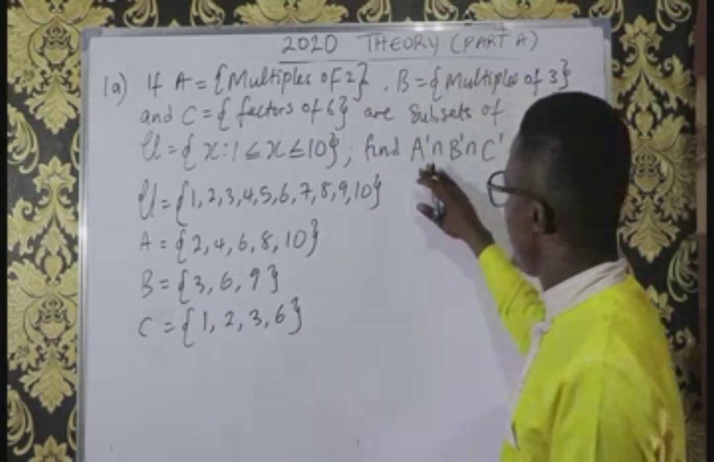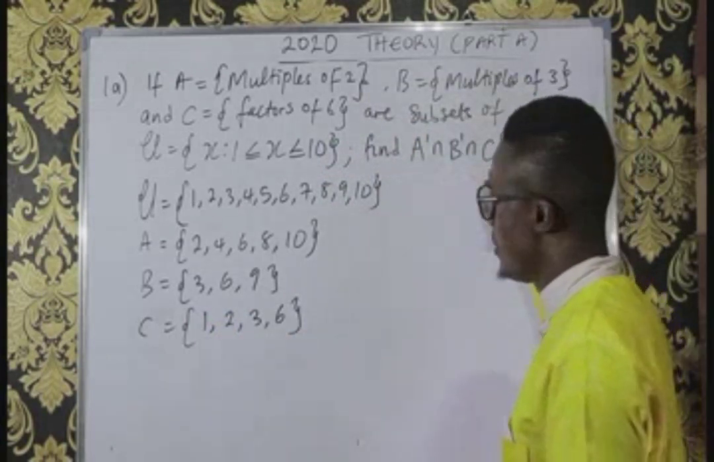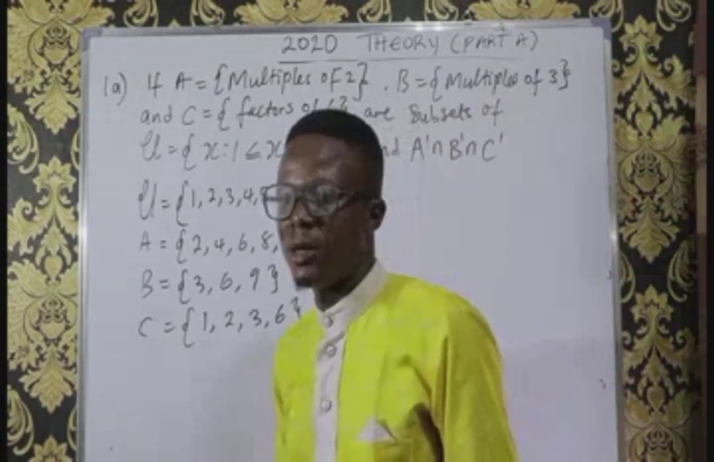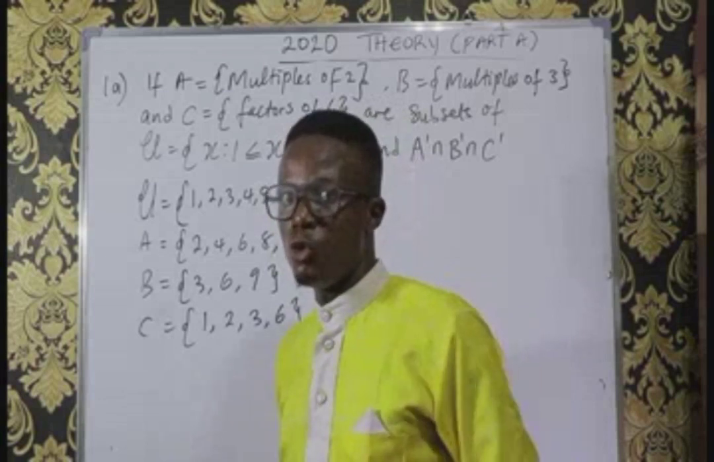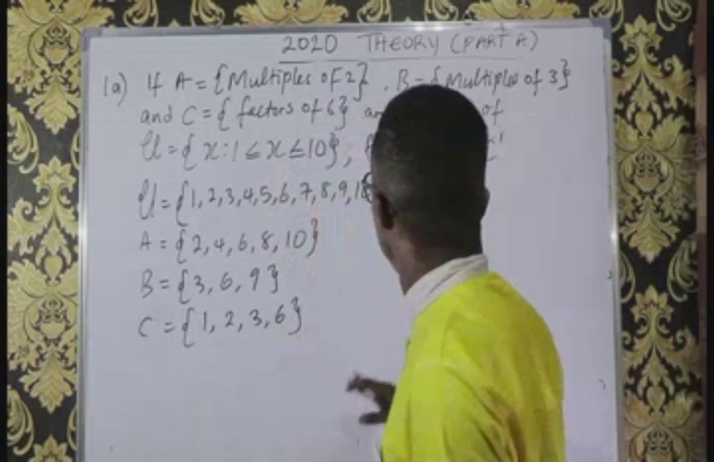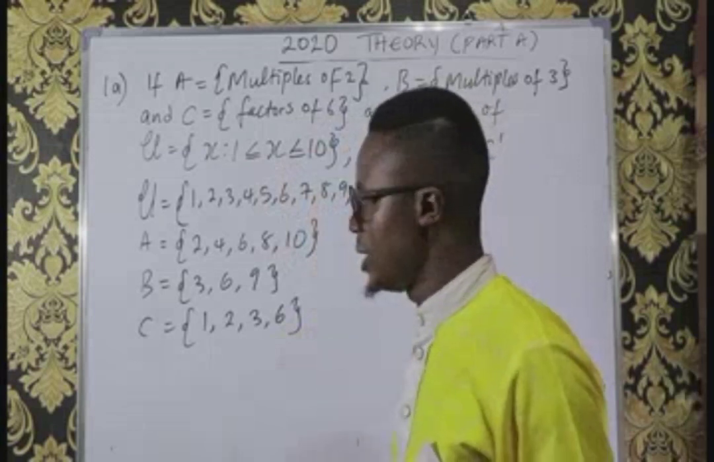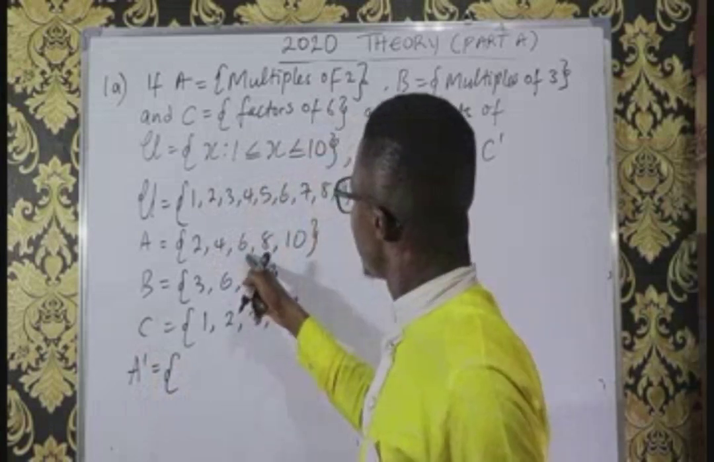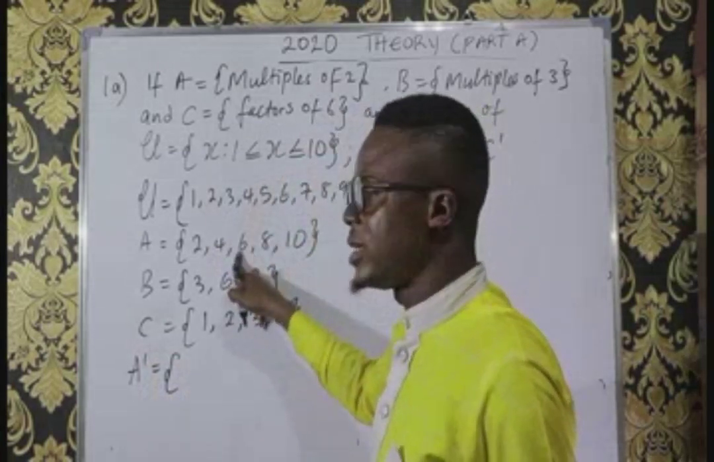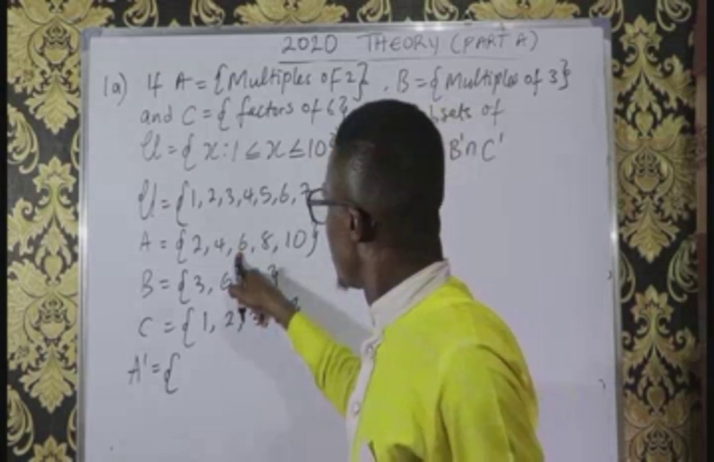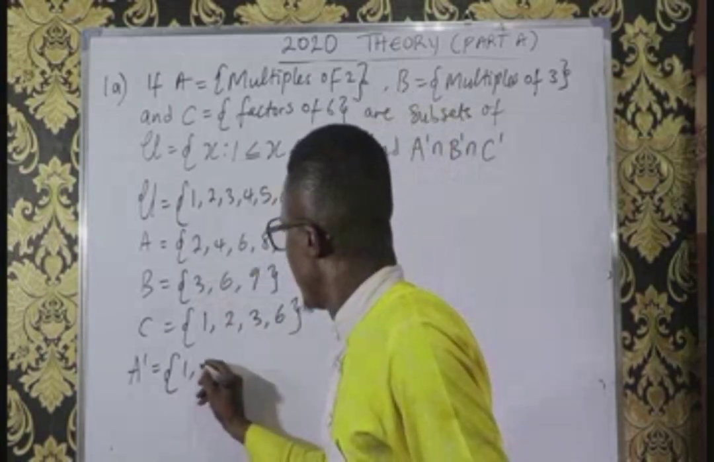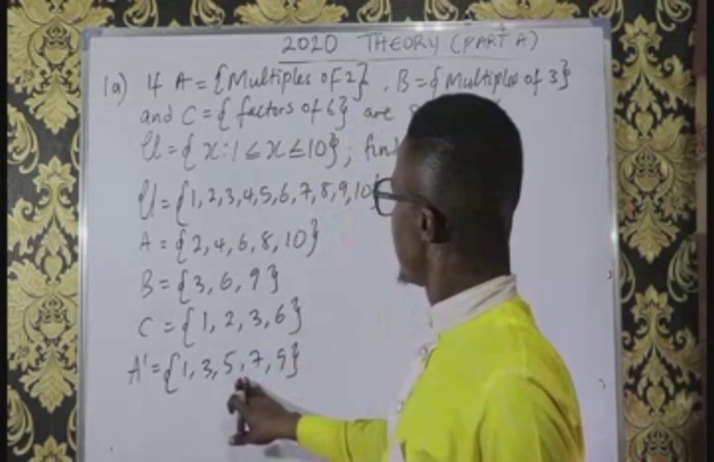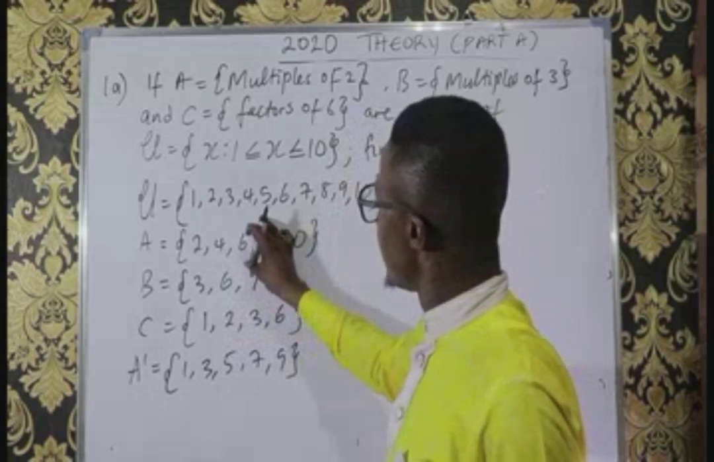So we are asked to find A complement intersection B complement intersection C complement. Before we can find their intersection, let us get their complements one after the other. We can equally use De Morgan's rule, but for clearer understanding, let us get the complements of A, B, and C. A complement are those elements in the universal set which are not in set A. So A complement will be 1, 3, 5, 7, and 9. These are the elements that are missing in set A.